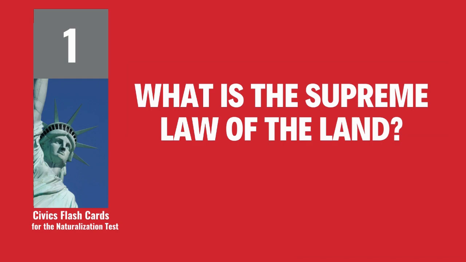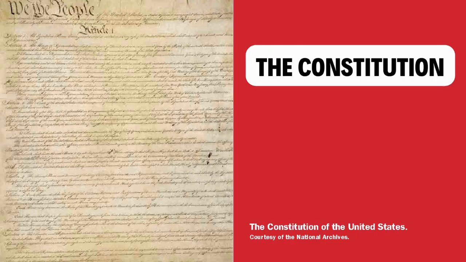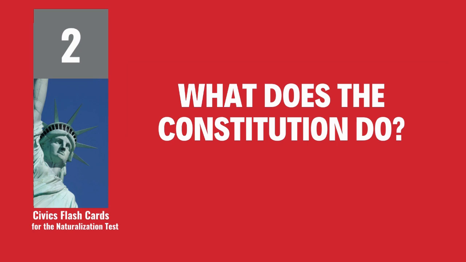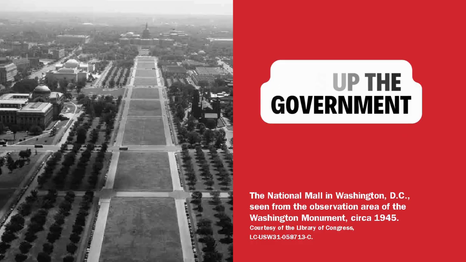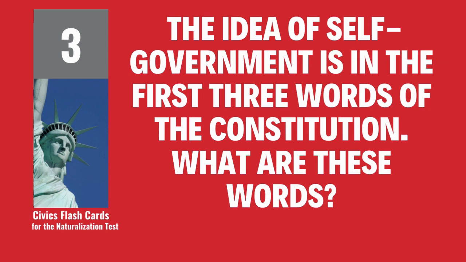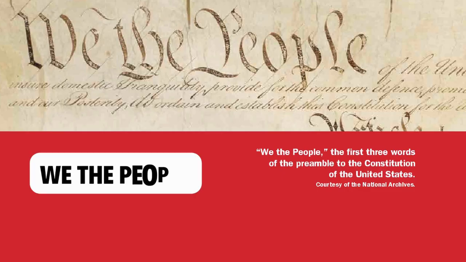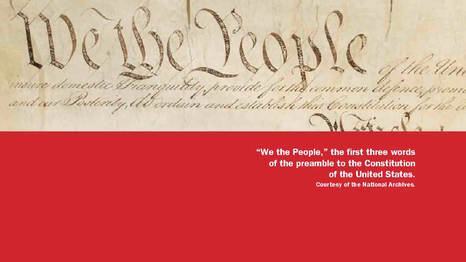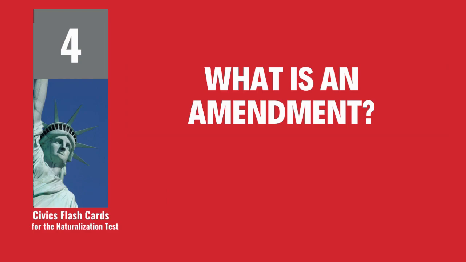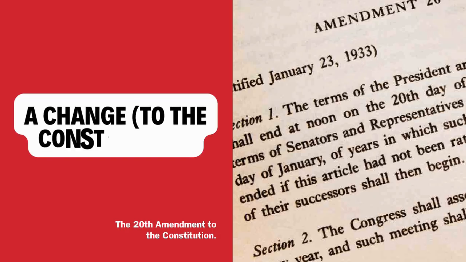What is the supreme law of the land? The Constitution. What does the Constitution do? Sets up the government. The idea of self-government is in the first 3 words of the Constitution. What are these words? We the people. What is an amendment? A change to the Constitution.